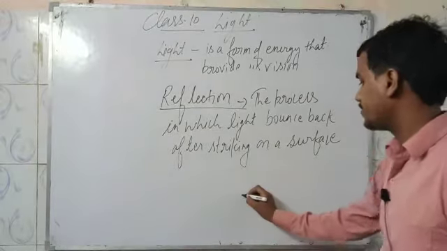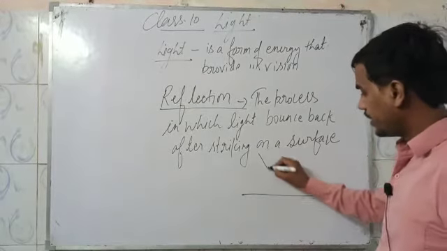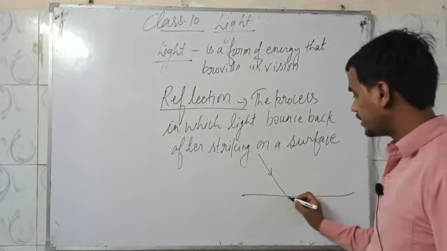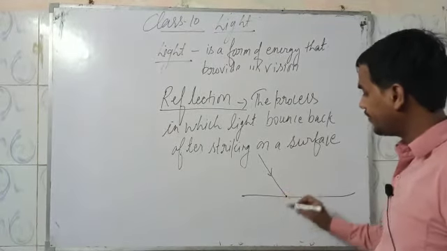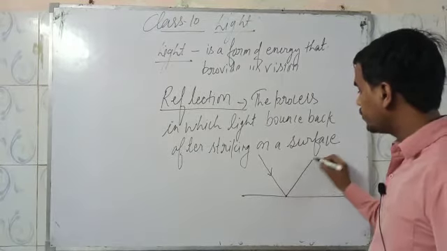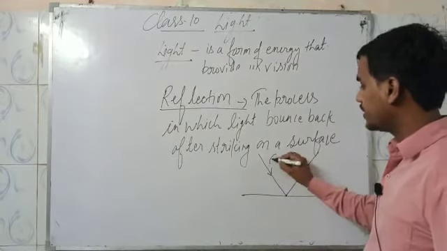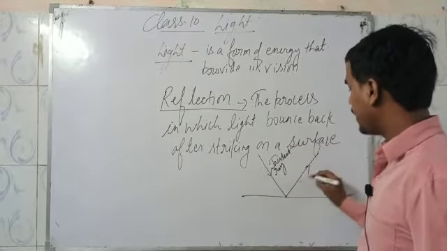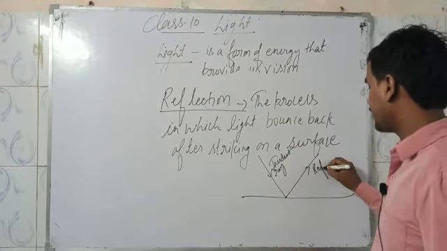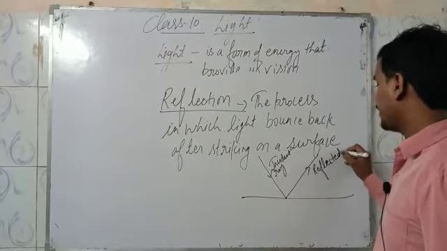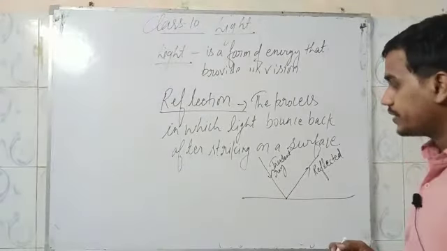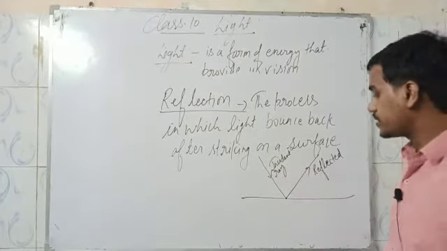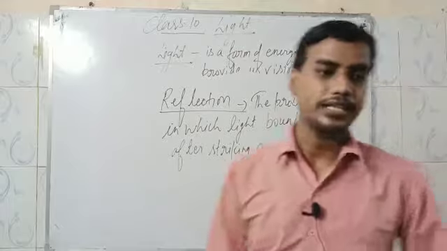surface. For example, like this is a surface, this is the incident light that is coming, and there's a point of striking, and after striking it moves in this direction. So this is the incident ray and this is the reflected ray. Clear? I think it must be clear to all what reflection is. Reflection is a process in which light strikes a surface and moves back.